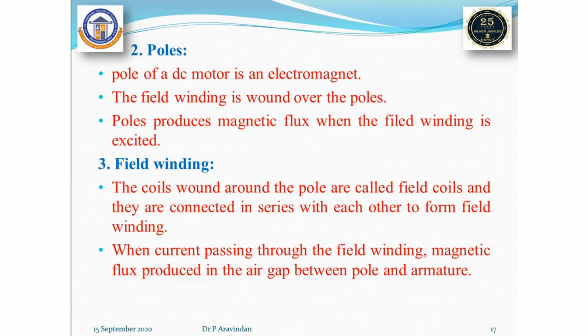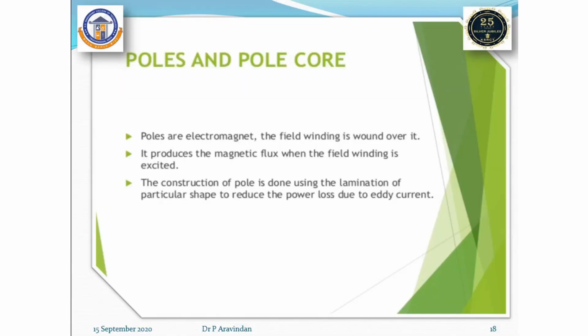Then the current passing through the field winding produces magnetic flux in the air gap between the poles and the armature core. The poles are electromagnets. The field winding is wound over them, which produces the magnetic flux when the field winding is excited. The construction of the pole is done using laminations of a particular shape to reduce the power loss due to eddy current. This we have already studied. The very important point is that the pole is constructed using laminations of a particular shape to reduce the power loss due to eddy current.